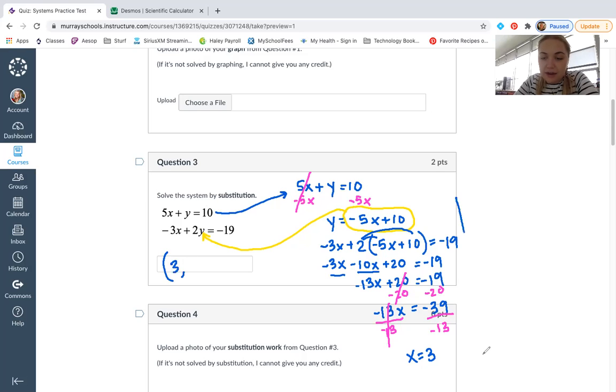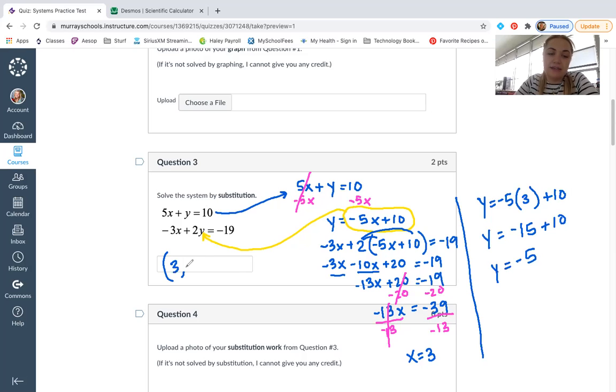And then the other half of my answer, I take that x equals 3 and I'm going to replace it in that equation that was circled. So instead of y equals negative 5x plus 10, that's going to be y equals negative 5 times 3 plus 10. So I have y equals negative 15 plus 10, which is equal to negative 5. So my answer, 3, negative 5.